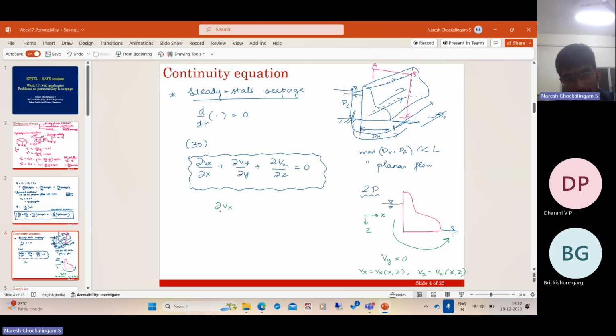partial Vx with respect to X plus partial Vz with respect to Z is equal to 0. So this is the continuity equation for 2D flow.